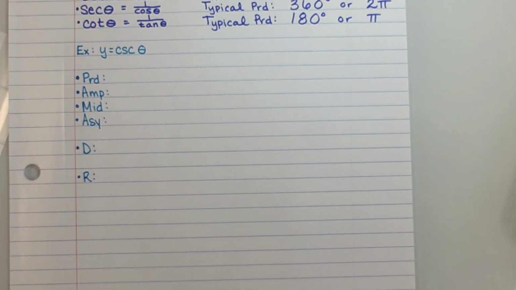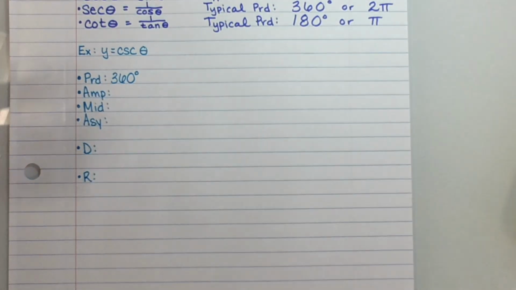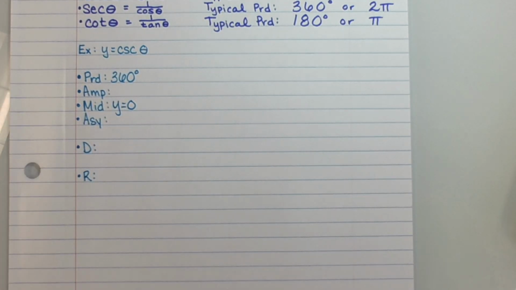So, I'm starting off with the basic. y equals cosecant of theta. If it's the basic one, it goes with its typical period, which is going to be 360 degrees. We're going to continue to work in degrees until we have to work in radians. Tends to be easier that way. Amplitude, by definition, is half the distance from the maximum to the minimum. We haven't talked about the maximum and the minimum of cosecant yet, so we're not there yet. Midline, we're keeping at y equals 0.